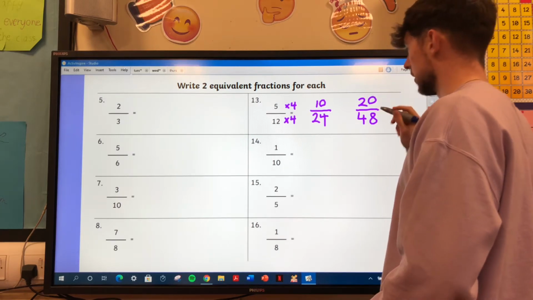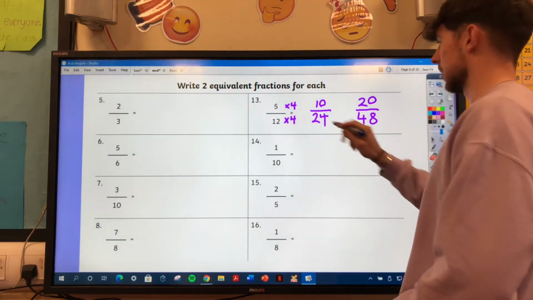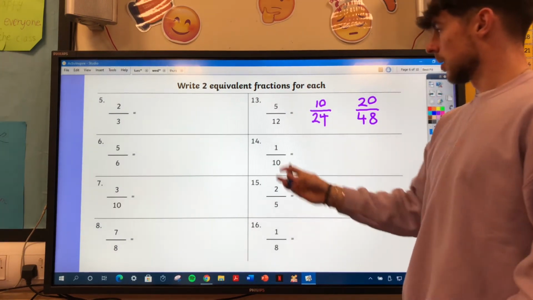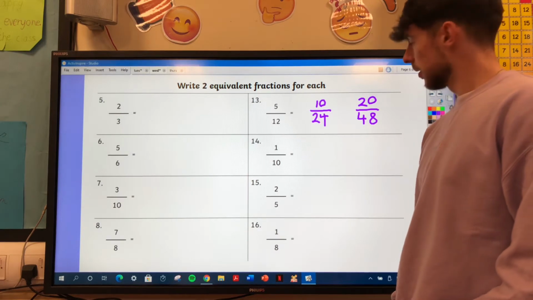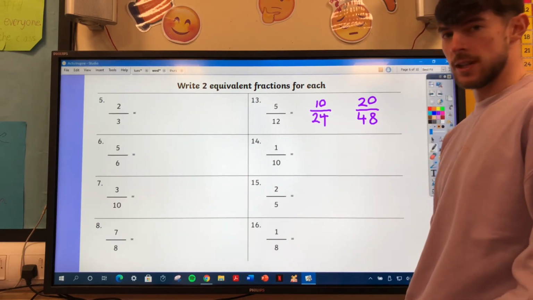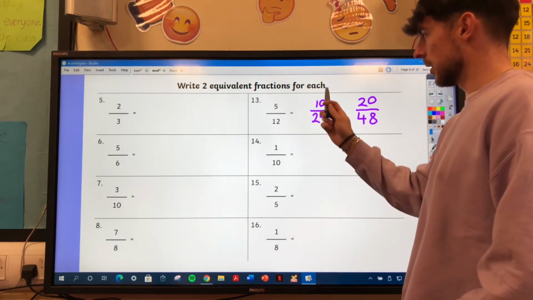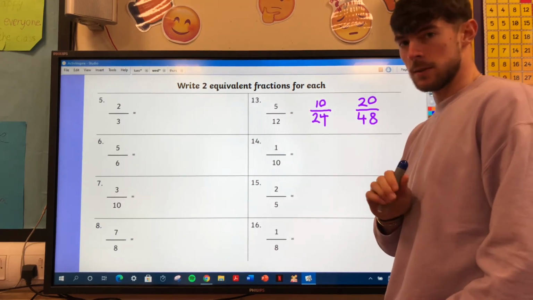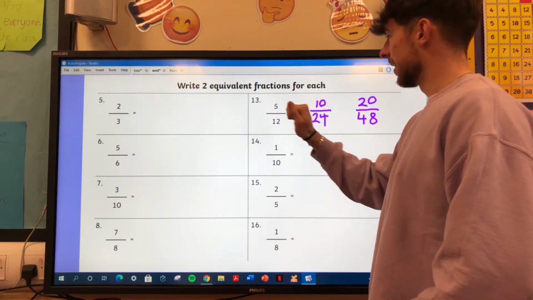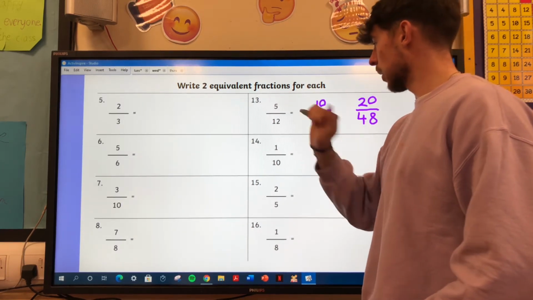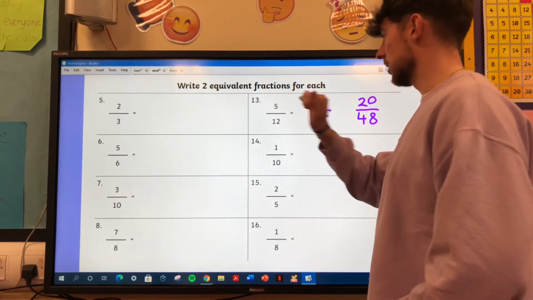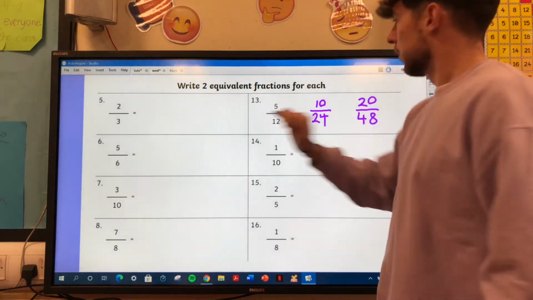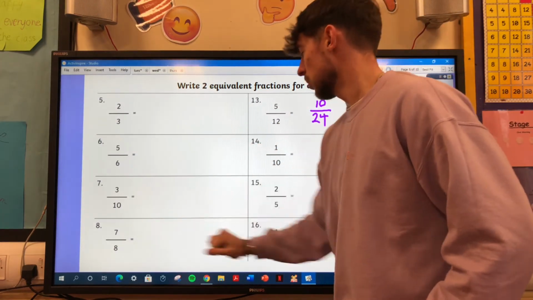So 5 by 4 is equal to 20. Okay, so what are our 2 equivalent fractions? Our 2 equivalent fractions are 10 over 24 and 20 over 48. Alright? So they're still the exact same fraction, they're just using different numbers. Okay? So 10 over 24 is still 5 twelfths. Right? They're just different numbers, they're equivalent fractions, right? So I need 2 from each. Alright? So 2 in each.